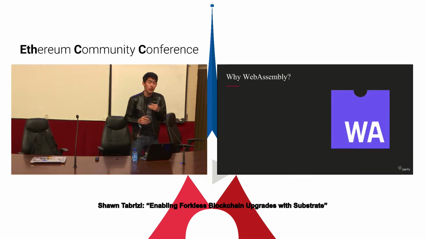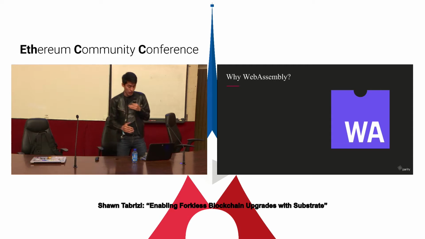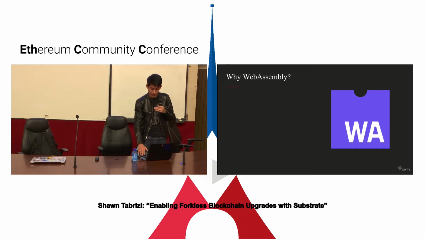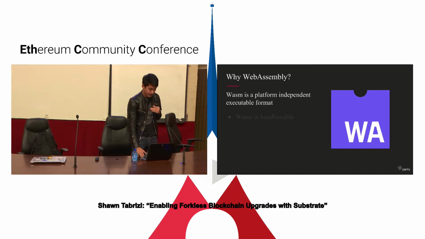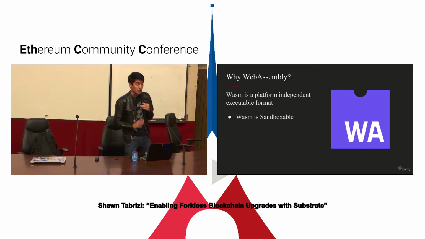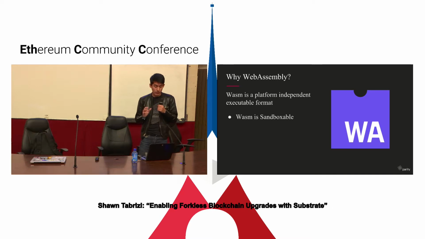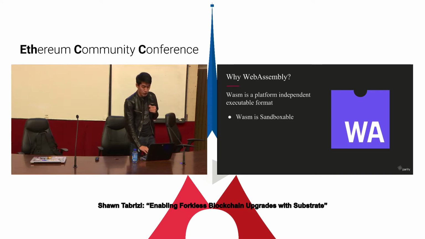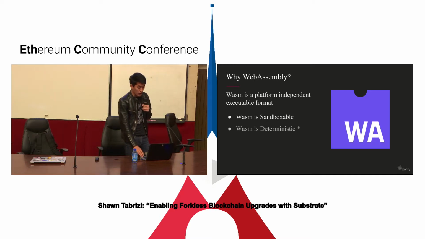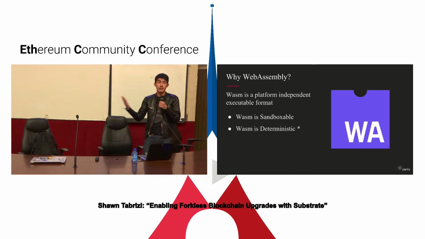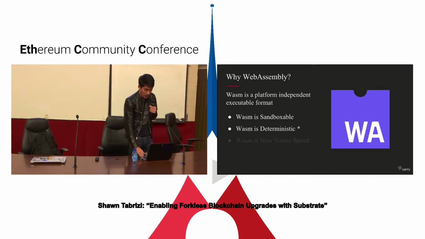Then, as I mentioned, we also have WebAssembly. We use WebAssembly for the runtime as a general platform-independent execution format. Wasm is great for this runtime environment because it's sandboxable, to protect users from buggy or malicious code. It's deterministic when you remove floating point arithmetic, which is obviously very important for blockchain systems.